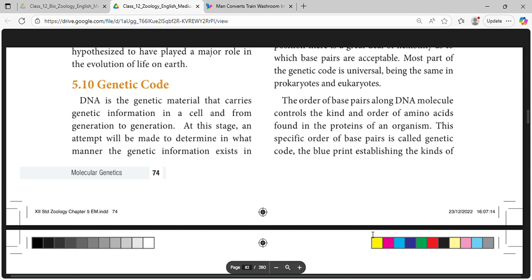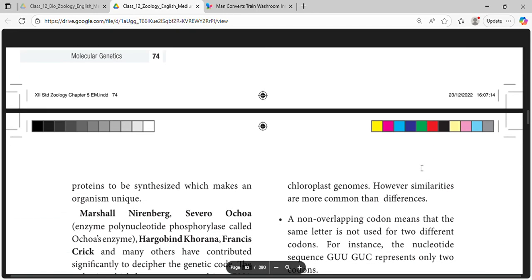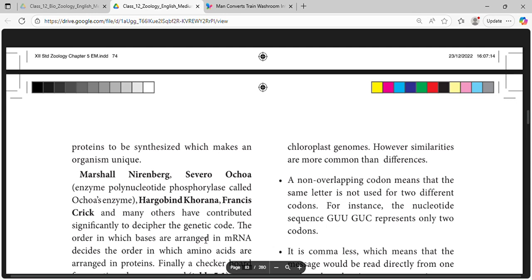The order of base pairs from a DNA molecule controls the kind and order of amino acids found in the proteins of an organism. This specific order of base pairs is called the genetic code. It is the blueprint establishing the kinds of proteins to be synthesized, which make an organism unique. Marshall Nirenberg, Severo Ochoa, Har Gobind Khorana, Francis Crick, and many others have contributed significantly to deciphering the genetic code.